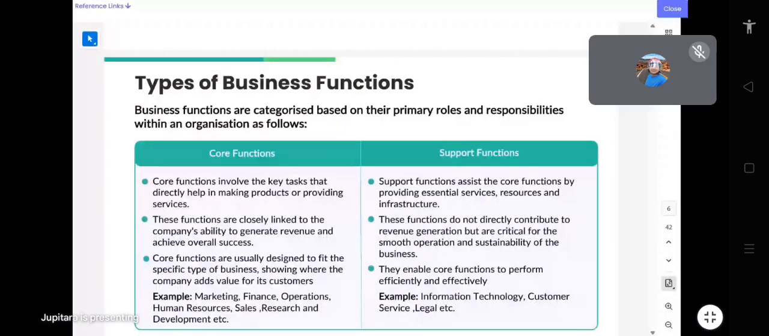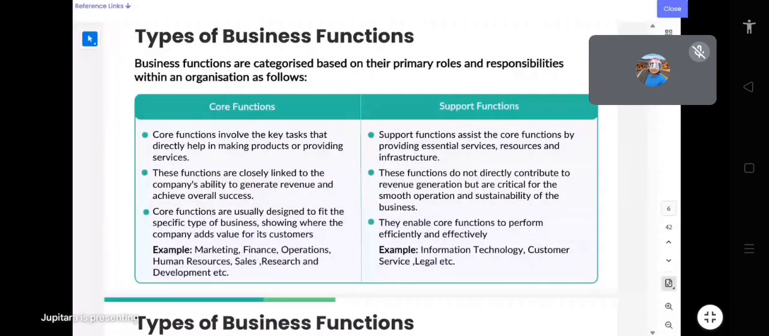Okay. Now out of these particular departments, which comes under your core functions and which comes under your support functions? Now what are core functions? Tasks or functions which involve the key tasks that directly help in making products or providing services. That is your core function. Your academics will be your core function of a university. Your examination department will be a core function in a university because they are directly related, or are the main departments of a university to run. Okay. Accounts will be another core function.